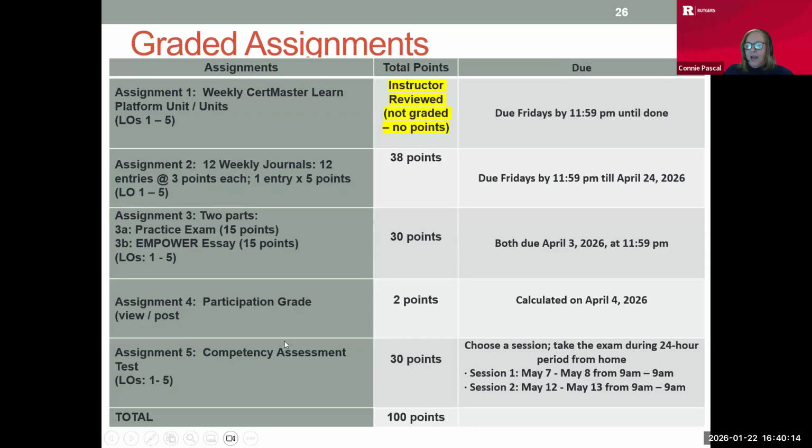And then your final competency assessment, that's 30 points. If you pass it, no matter what the score is, you get all 30 points. If you don't pass it, then you'll get some percentage of the 30 points based on how well you actually did in the exam.